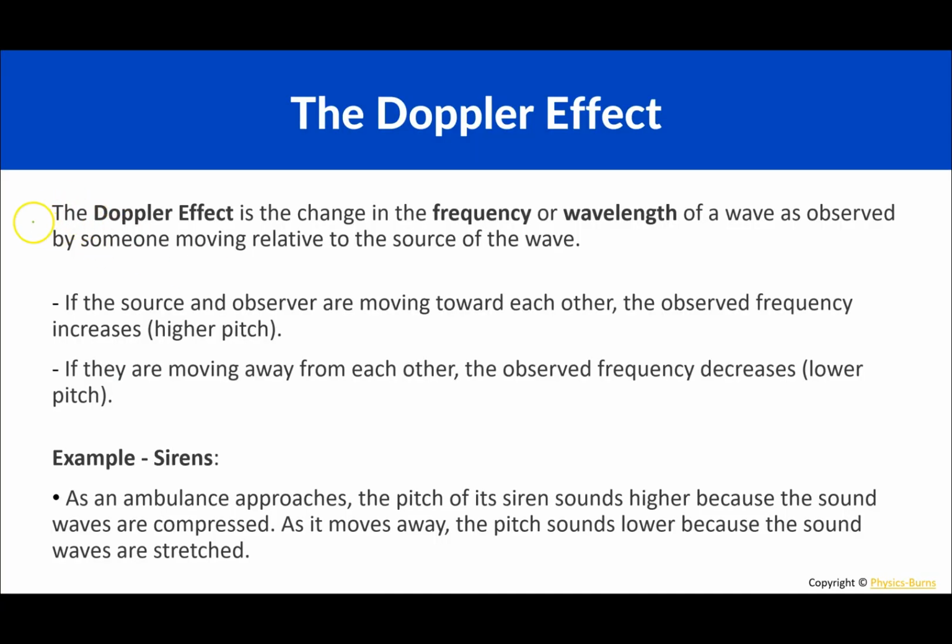So the Doppler effect is the change in frequency or wavelength of a wave as observed by someone moving relative to the source of the wave. If the source and observer are moving toward each other, the observed frequency increases, higher pitch. If they're moving away from each other, the observed frequency decreases, lowering the pitch. Example, sirens. This is a very common example. As an ambulance approaches, the pitch of its siren sounds higher because the sound waves are compressed. As it moves away, the pitch sounds lower because the sound waves are stretched.